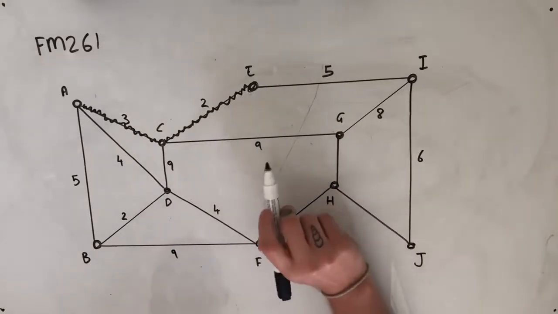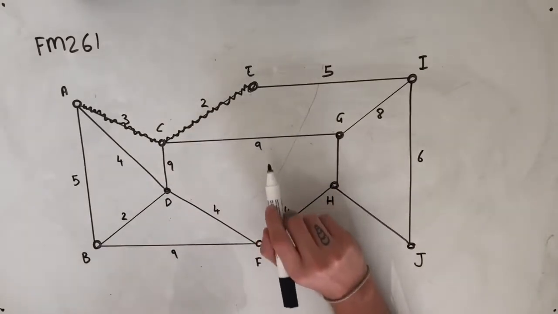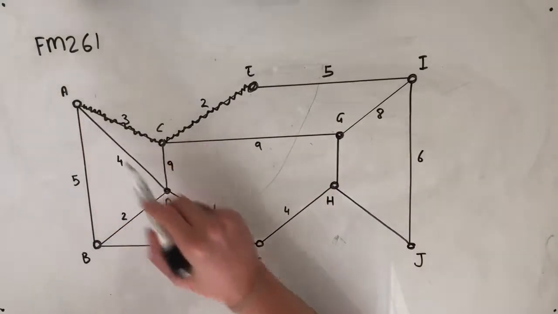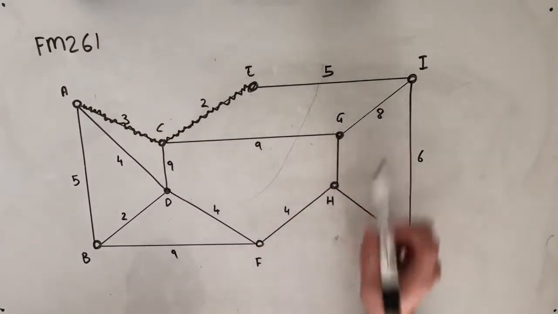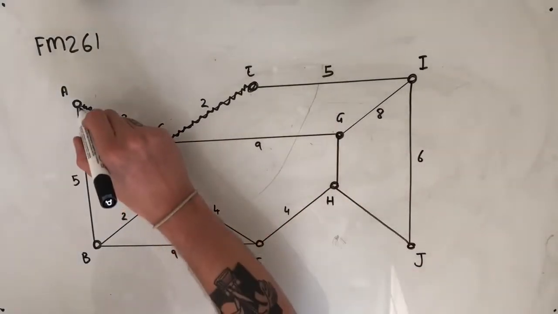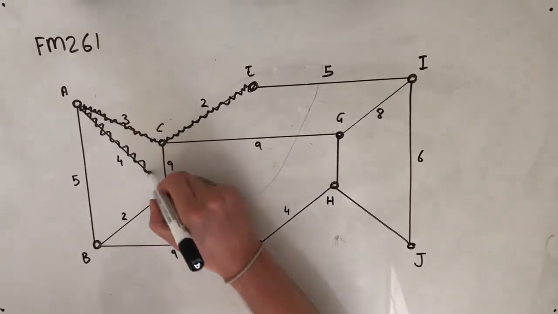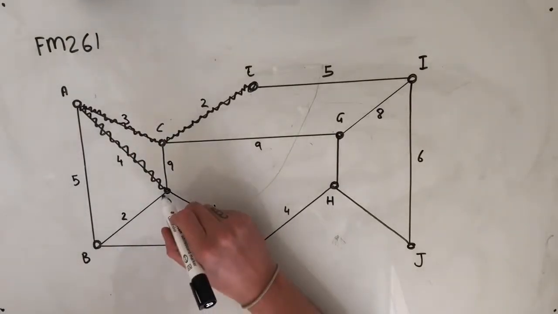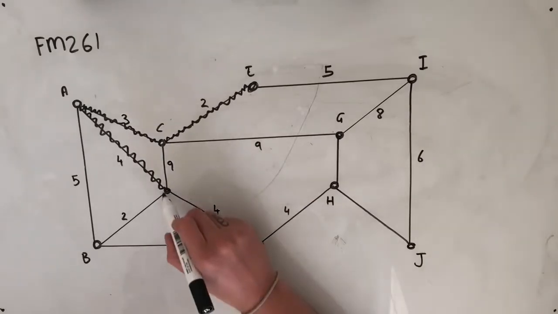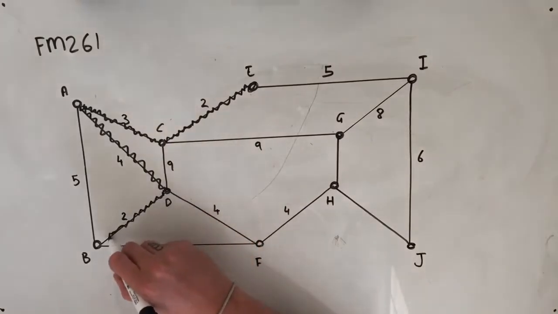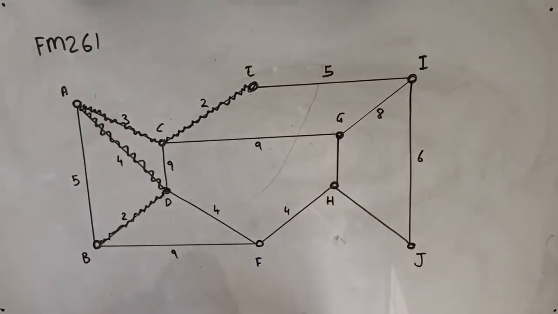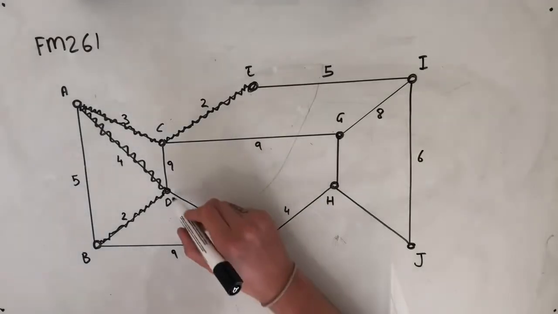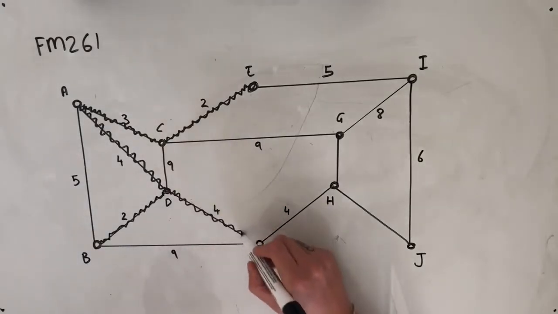So it's important to keep in mind that with minimum spanning trees and using Prim's algorithm that you have to look at all options. So our next best option is going to be this 4. So following Prim's algorithm here, we should be able to find the rest of this spanning tree. So 2 is our next best option. The next best option from here is this 4.